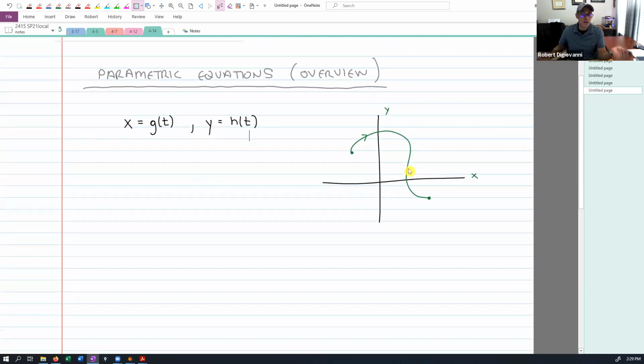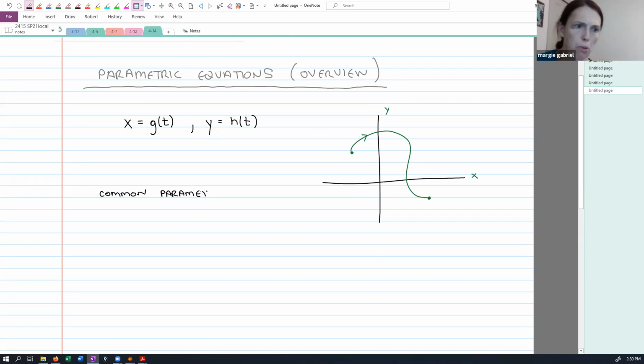So what are some of the common curves that you should know? Common parametric curves. Like a parabola? Parabola, okay. Let's start a little simpler. How about a line?